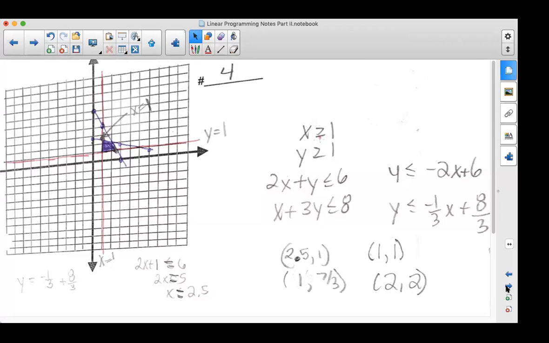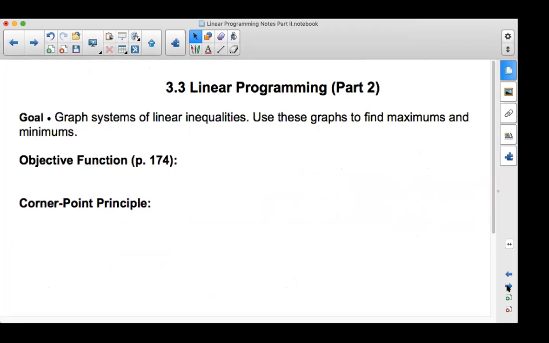So this is in your packet. It's linear programming. It should say J2 at the top. So again, linear programming, day 2, or part 2.